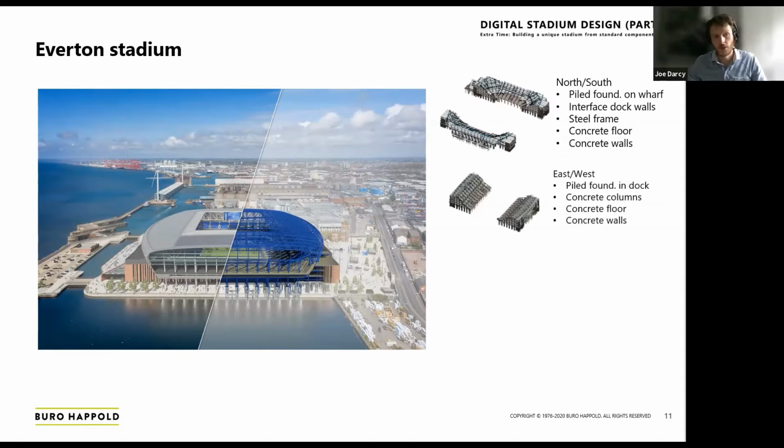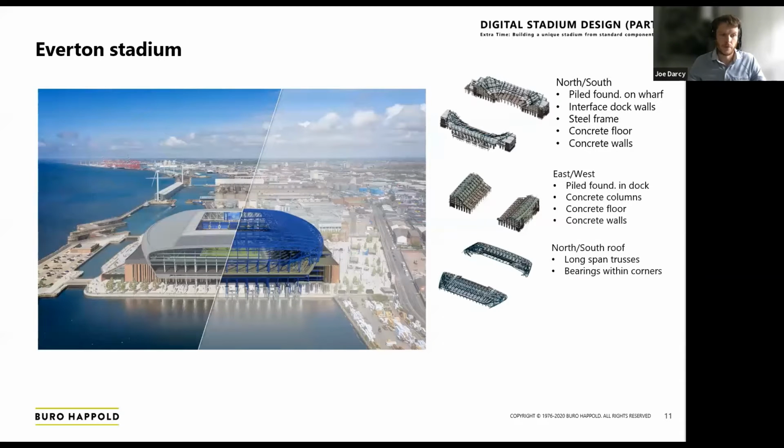The east and west is situated within the dock itself, and it is primarily of concrete with precast concrete columns with lattice slabs as well and twin wall. Above both the north and south are long spanning trusses, which I won't go into detail on here, and the east and west has cantilevering trusses of a steel frame.